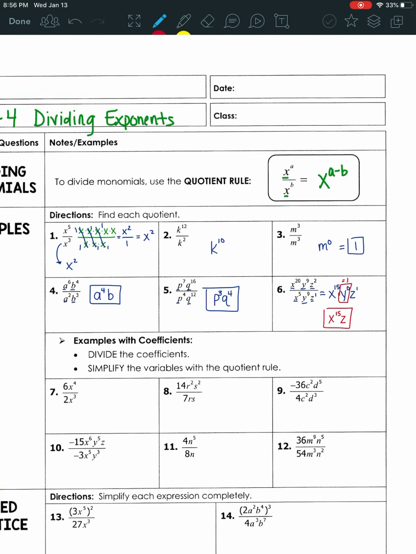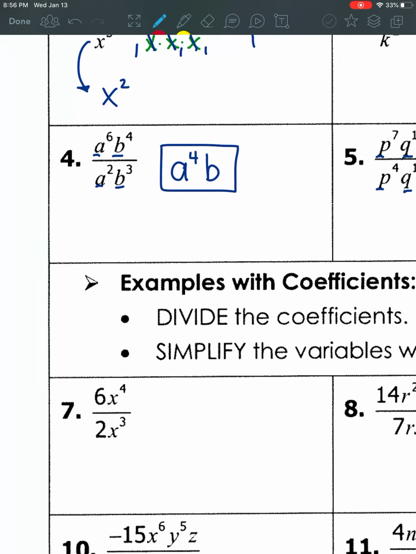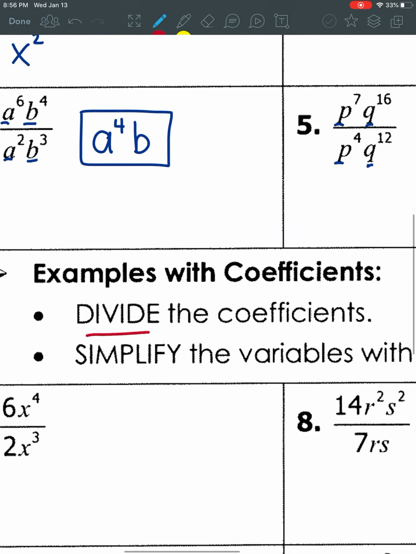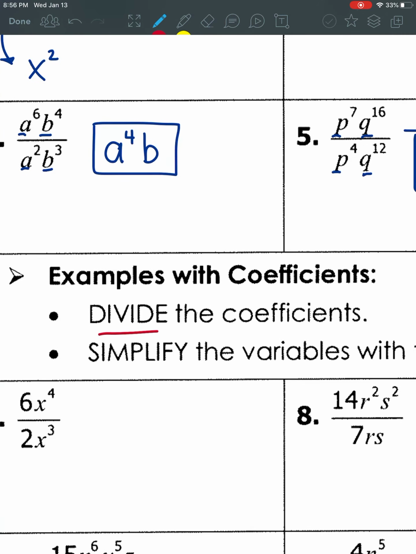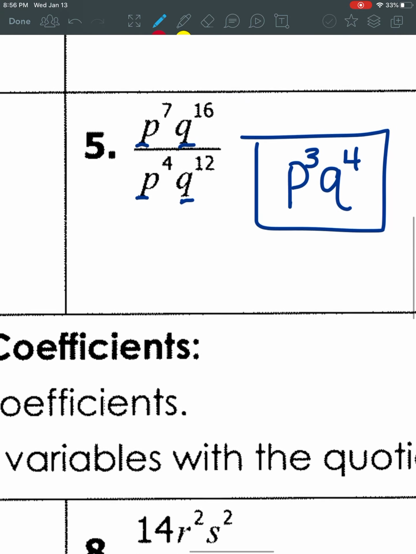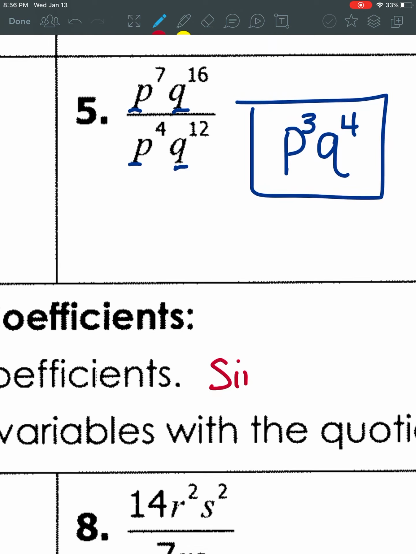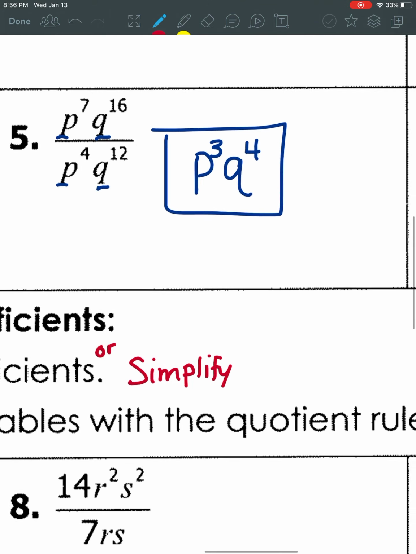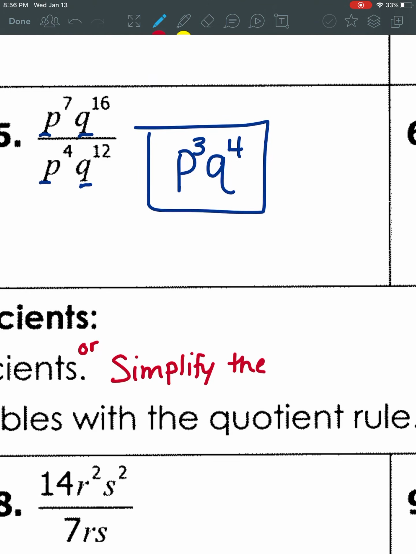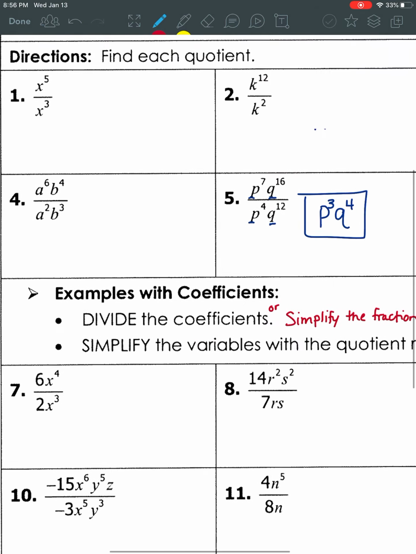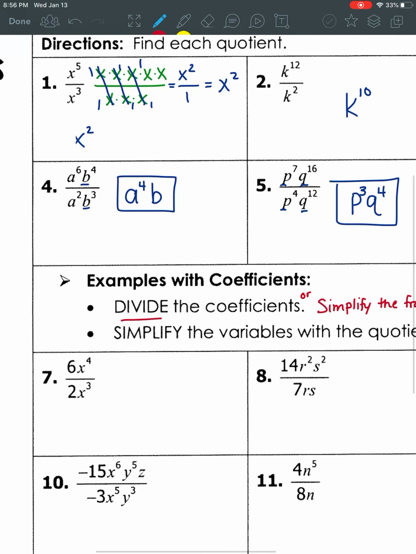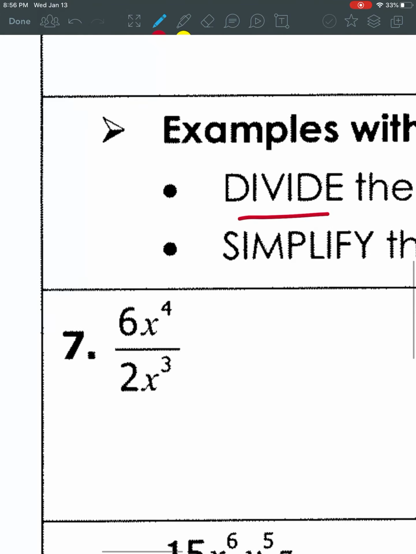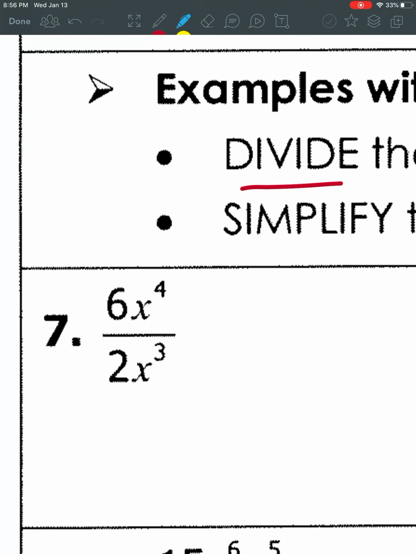All right. Now, let's look at some with coefficients. So, coefficients, we want to actually divide out the coefficients. If you can't do the numerator divided by the denominator and get a whole number, well, then you would just simplify the fraction. So we were either going to divide them to get a whole number or just simplify the fraction. And then you will look at the variables in that division and do exactly what we did in those top 6 examples.